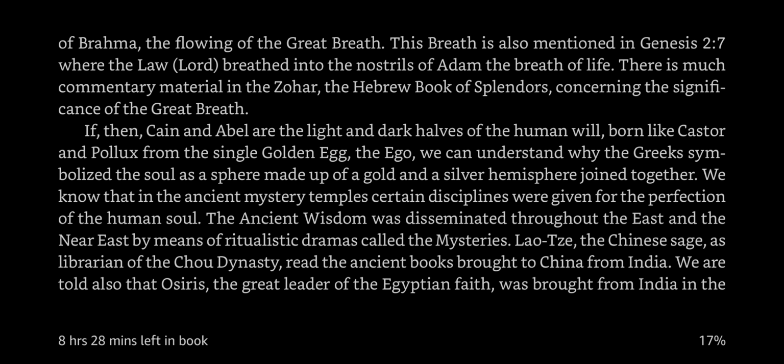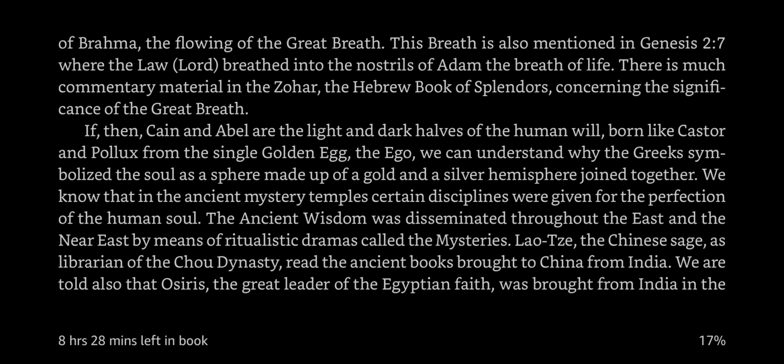If then Cain and Abel are the light and dark halves of the human will, born like Castor and Pollux from the single golden egg, the ego, we can understand why the Greeks symbolized the soul as a sphere made up of gold and silver hemispheres joined together. We know that in the ancient mystery temples, certain disciplines were given for the perfection of the human soul. The ancient wisdom was disseminated through the East and the Near East by means of ritualistic dramas called the mysteries.